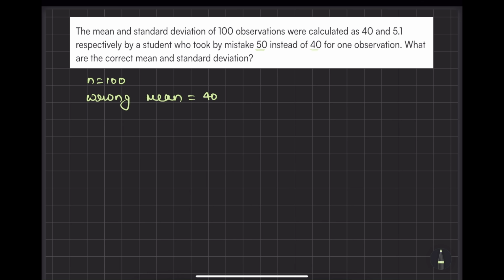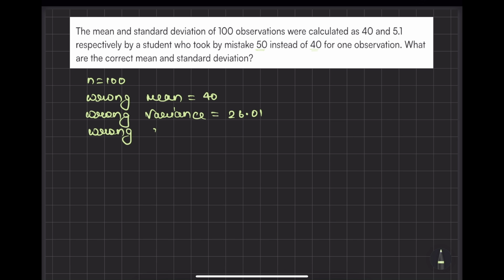Wrong mean is 40 and the wrong standard deviation is 5.1, so the wrong variance is the square of 5.1. Square of 5.1 is what? It is 26.01. So instead of working on standard deviation, work on variance.